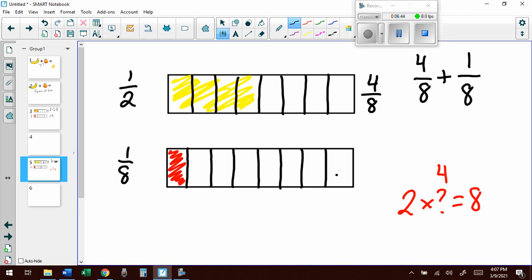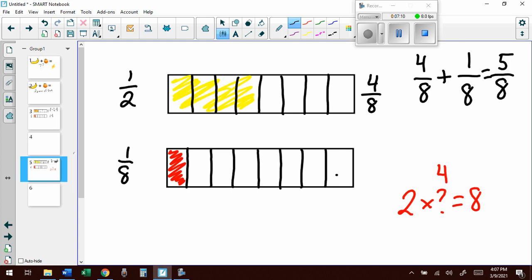4/8. So we can count our shaded regions, 1, 2, 3, 4 on this top one, and 1 on the bottom. 4 plus 1 equals, count your shaded regions, 1, 2, 3, 4, 5. 5 of the 8 total pieces. Not so bad so far.